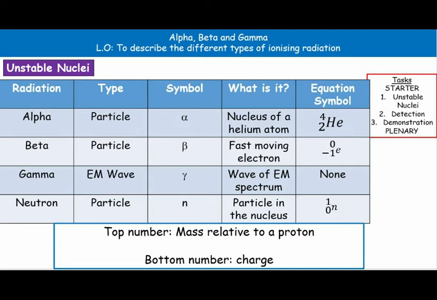So when we come to the equation symbol, lowercase n for our neutron, its mass is 1 and its charge is 0 because neutrons have no charge. So make sure you've got that table written down. I'll just give you another 90 seconds if you haven't already finished.